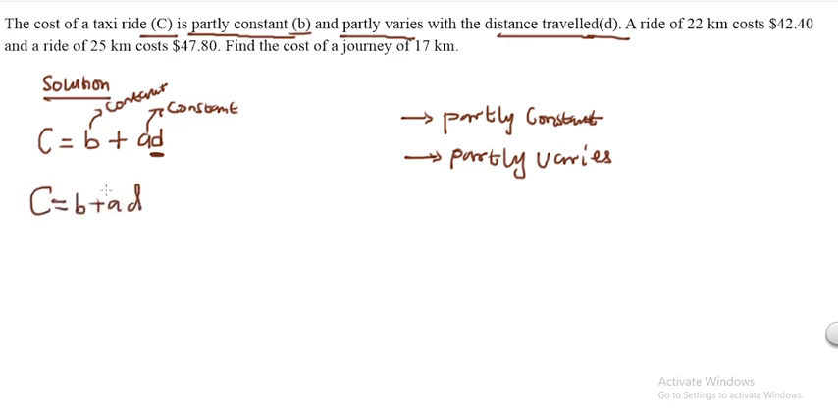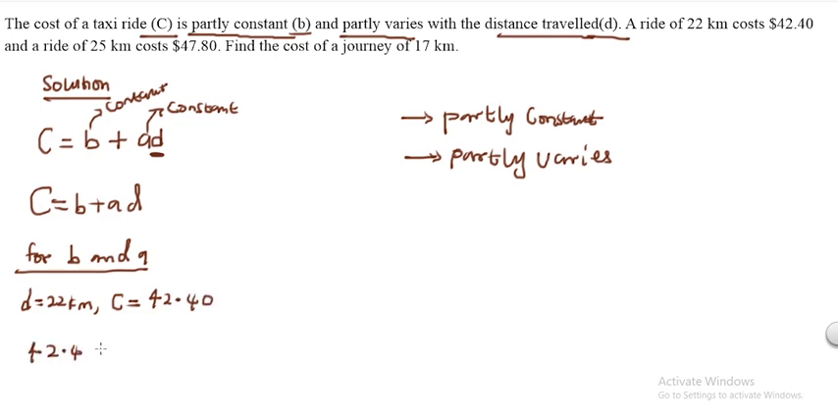Now, the next thing we need to do is to find the value of the two constants. The two constants here are A and B, so I'll write for B and A. To help us find the value of B and A, the first information we're given is that a ride of 22 kilometers costs $42.4. So I'll pick this equation and put those values inside. When the distance is 22 kilometers, our cost is equal to $42.4, so I'll write it out as 42.4 is equal to B plus 22A.